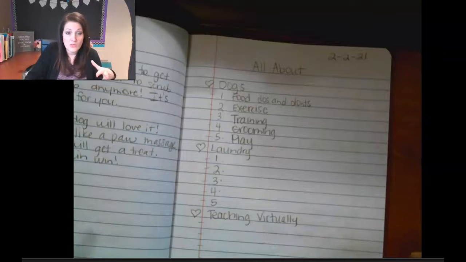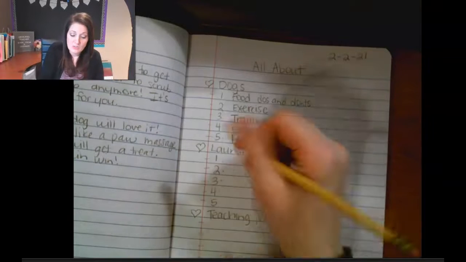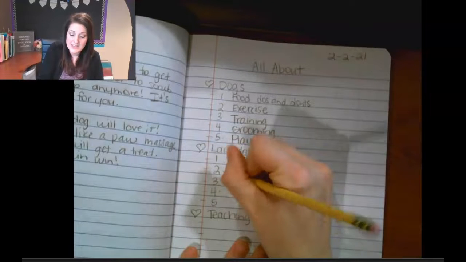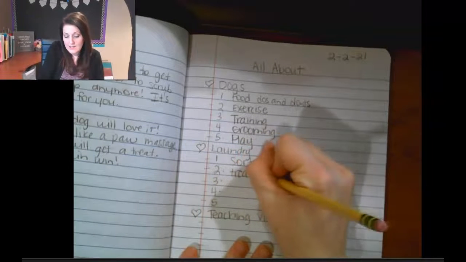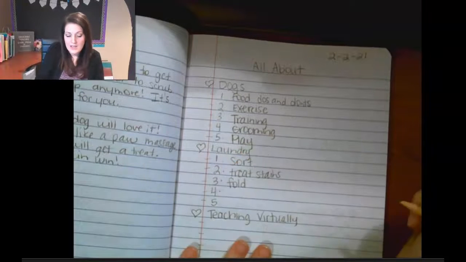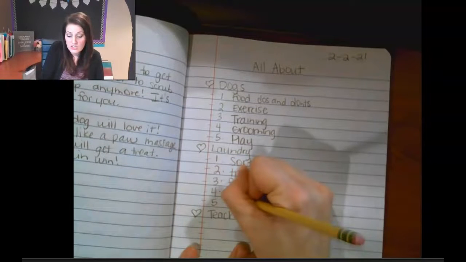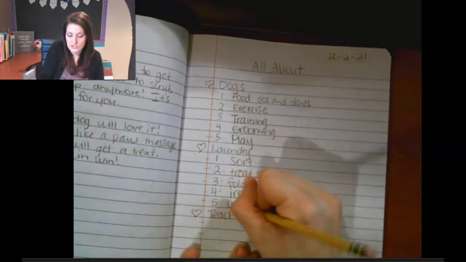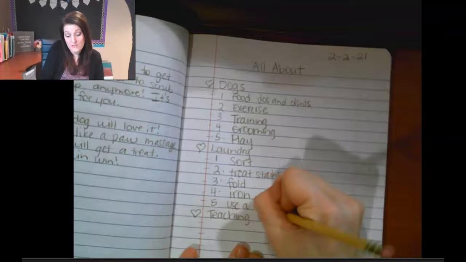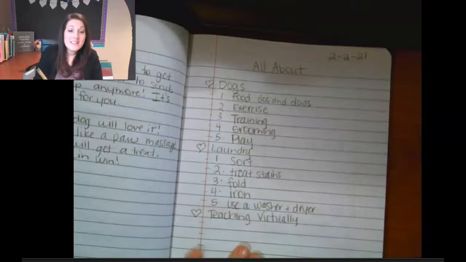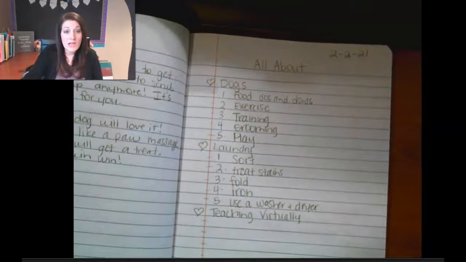Like laundry, I'll give you one more example. I could teach somebody how to sort laundry. I could teach them how to treat stains. I could teach them how to fold it and put it away. I could teach somebody how to iron, and I could teach them how to use a washer and dryer. See how fast I came up with that? Now, you might not come up with it quite that fast, but if it's something you truly know a lot about, you should be able to come up with them pretty quickly.